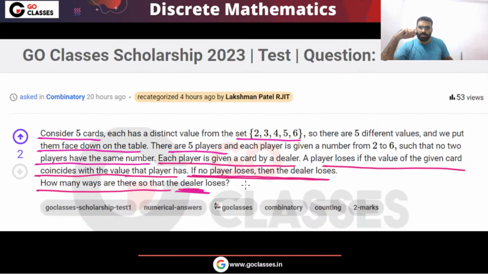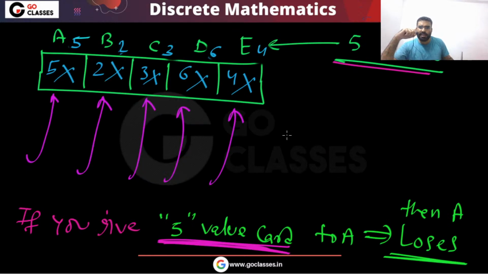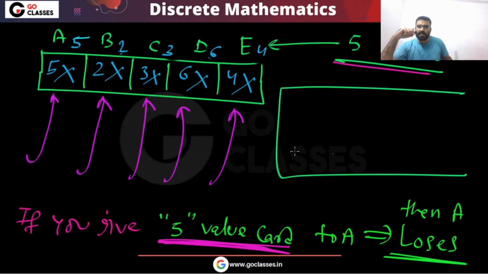So the dealer will lose when there is a derangement. Remember, the dealer will lose when there is derangement.